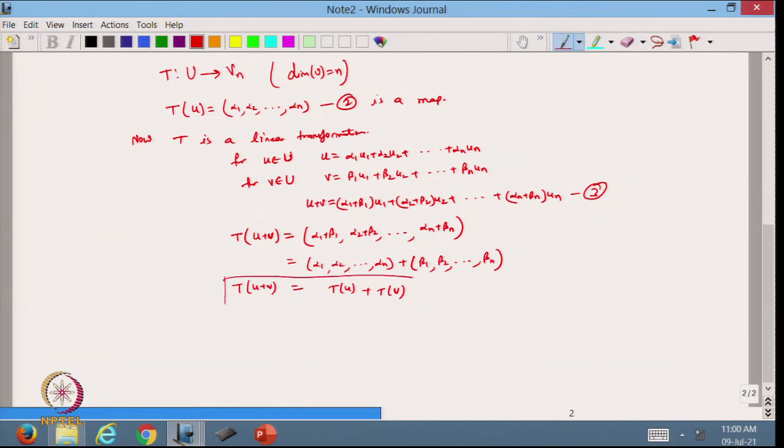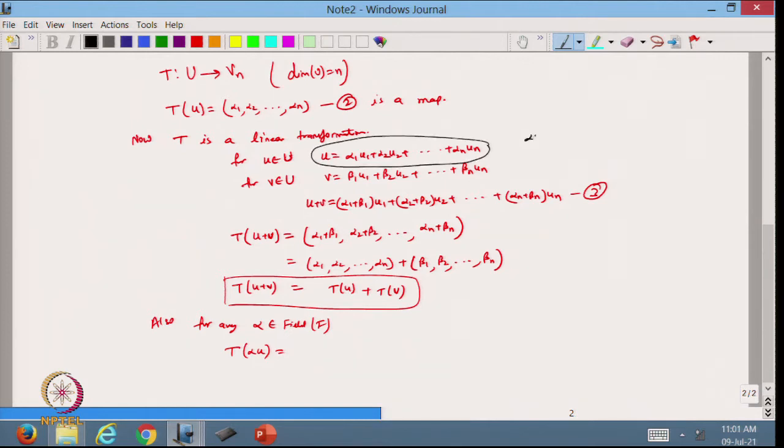So, addition is okay. Then we can also define, for any alpha belonging to the field F, thus a scalar, I can show very easily that T of alpha u. So, T of alpha u will be what? I am taking alpha u, where u is this one.